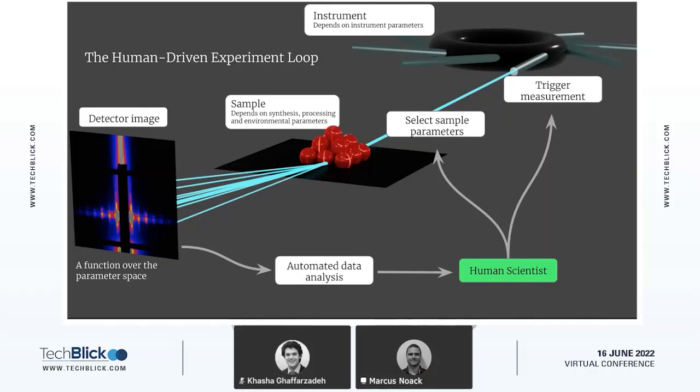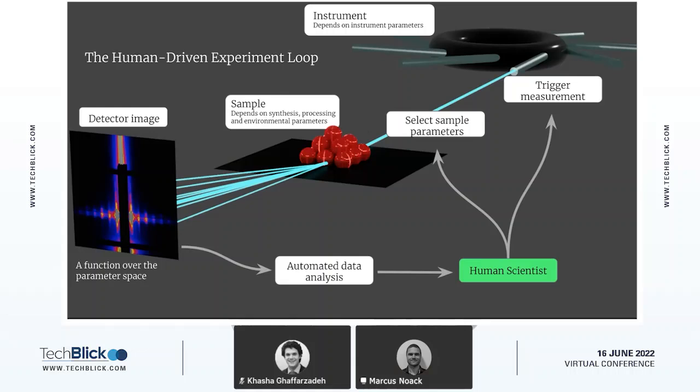And what comes out of any experiment is some sort of high-dimensional structure. In this case, a detector image, but it could be a video, it could be a spectrum. But any piece of information coming out of these experiments is really a function over some parameter space. And the parameter space is the space spanned by all the parameters going into the experiment: the processing parameters, environmental conditions, and the instrument-related parameters. Often the detector image then goes into an automated data analysis that is often pre-existing when I work with these groups and with their instruments.